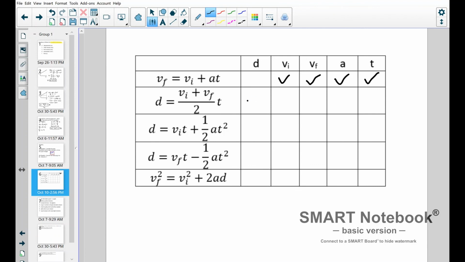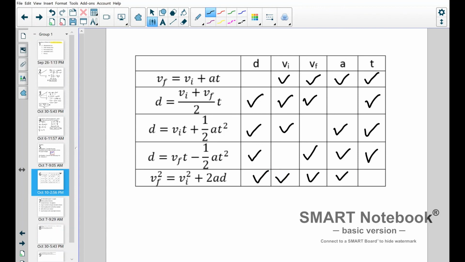Similarly, the second one has D, VI, VF, and T, but does not involve acceleration. And I can keep going here and check off what each of these equations does and does not include. You can see that I have 5 because each one is missing or has eliminated one of the kinematics quantities. So which equation I'm going to use to solve a problem is very much dependent on what information I know and what I do not know.